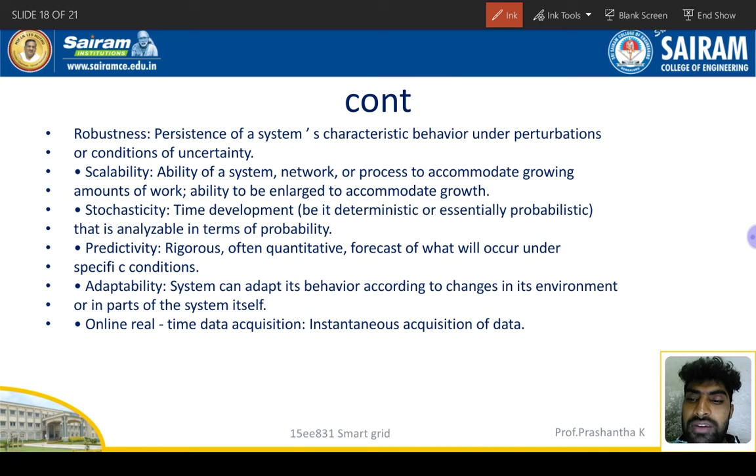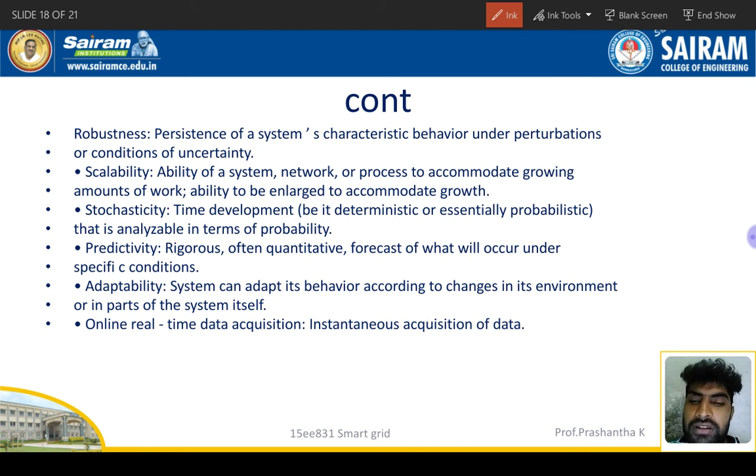Next, stochasticity: the time development is not deterministic but essentially probabilistic, that is, analyzed in terms of probability. So in smart technology, probability concepts must be there for choosing, right? Next, predictivity: rigorous, often quantitative forecasts of what will occur under specific conditions. So this is like an automatic, intelligent power supply system. So it will also operate automatically, right?